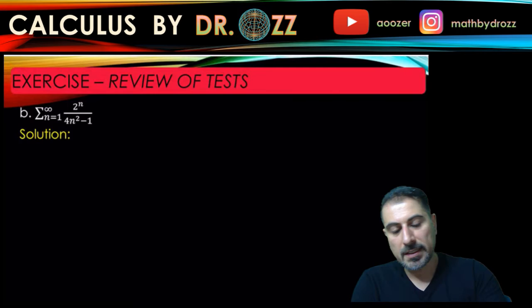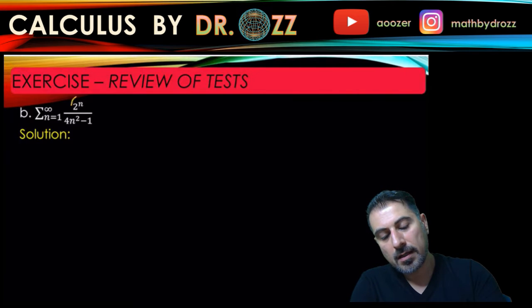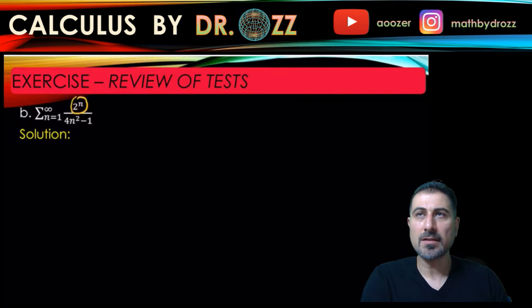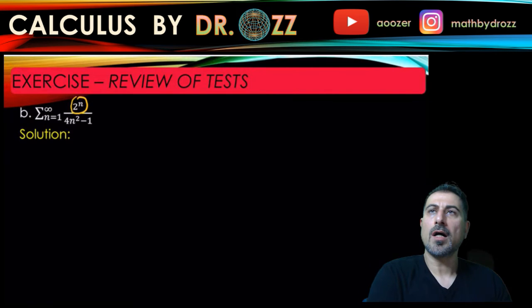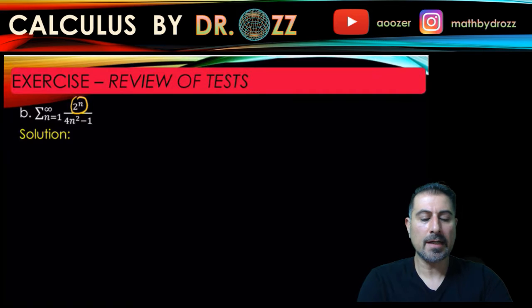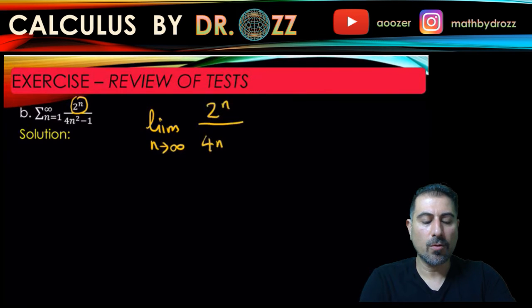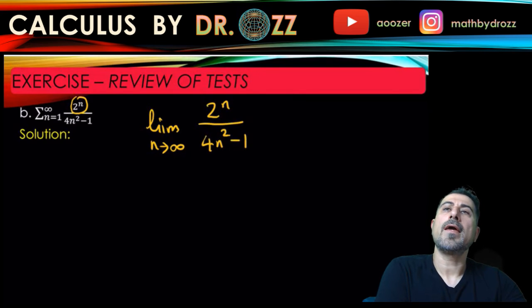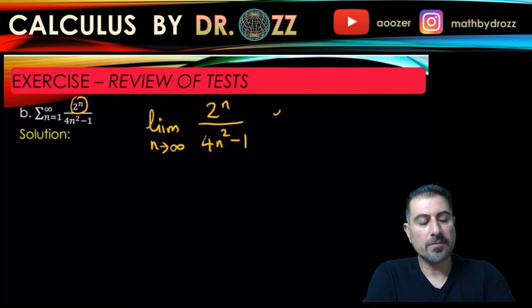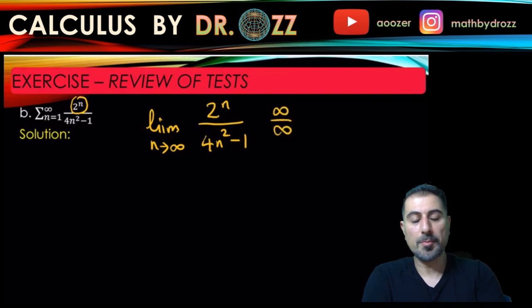I have the feeling that this 2 to the n goes to infinity faster than the bottom, because the bottom is a quadratic. So I would give a shot at using the n term test, okay? I'm going to look at the limit of the n term, 2 to the n over 4n squared minus 1. And since this is infinity over infinity, I'm going to use L'Hopital's rule.